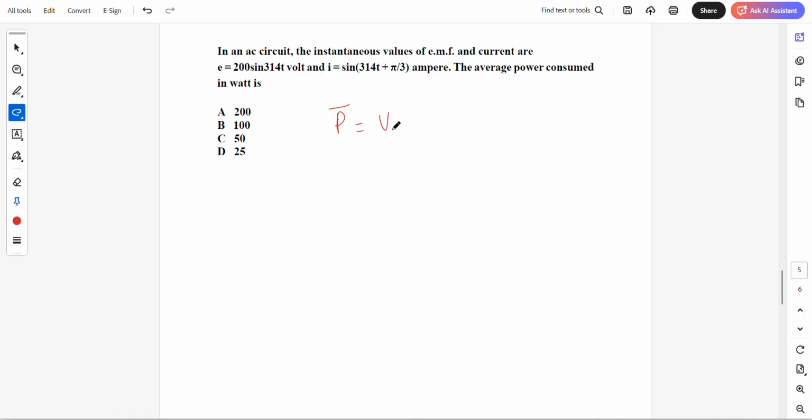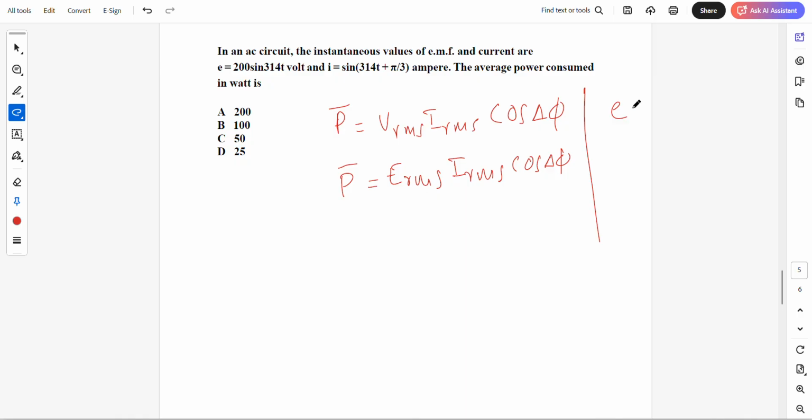That is, we know this is VRMS into IRMS into cos of delta phi. This is the formula that is given for the average power consumed. Here, how much is VRMS they have given? I can write this as ERMS into IRMS into cos of delta phi.